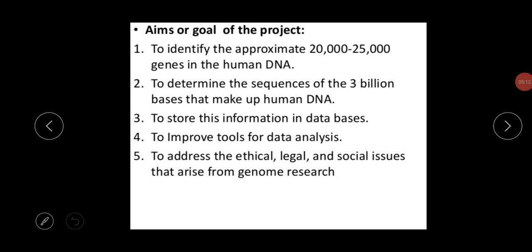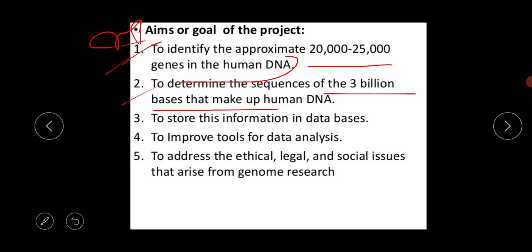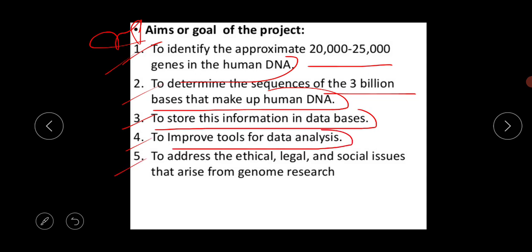So what is the aim or goal of the project? So this is important for your exam. First thing is to identify the approximately 20,000 to 25,000 genes in the human DNA. Okay, to determine the sequences of the 3 billion bases that make up human DNA. Next thing, to store this information in databases. Fourth, to improve tools for data analysis. And the last one, to address the ethical, legal and social issues that arise from the genome research.